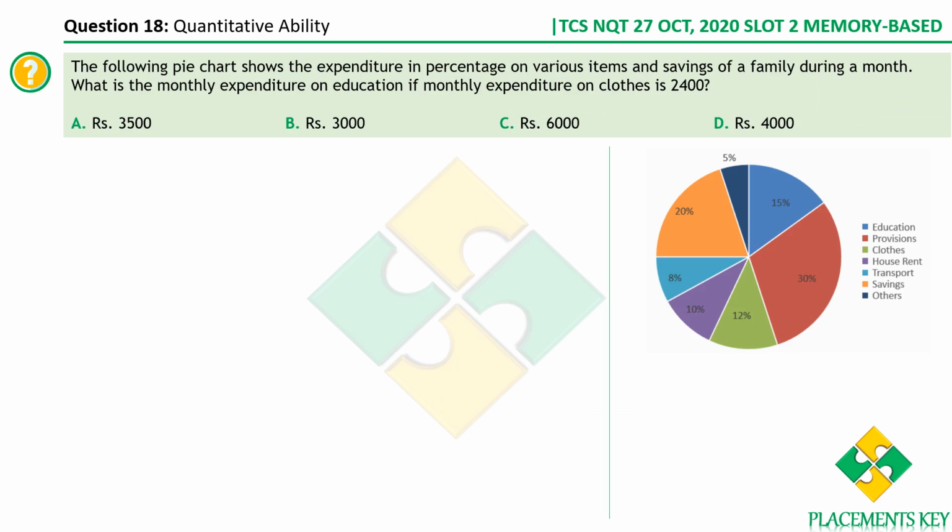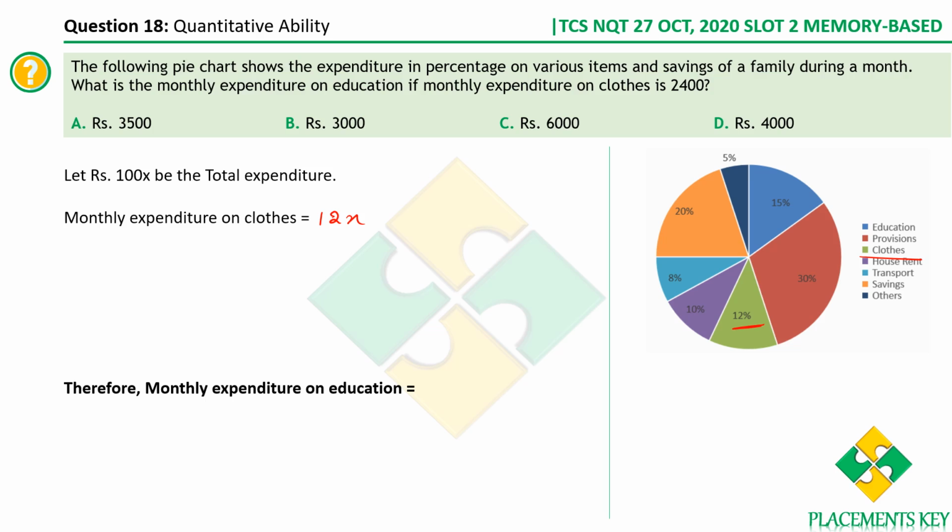The following pie chart shows the expenditure in percentage on various items of a family during a month. What is the monthly expenditure on education if the monthly expenditure on clothes is 2400? Let's assume 100x is the total expenditure. What is the monthly expenditure on clothes? Clothes is the green color, which is 12%. What is 12% of 100x? It is 12x.